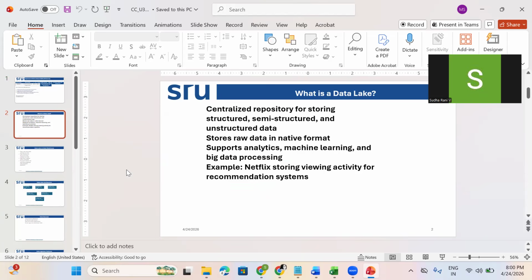So what is a data lake? A centralized repository for storing structured, semi-structured, and unstructured data. It stores raw data in native format. It supports analytics, machine learning, and big data processing.